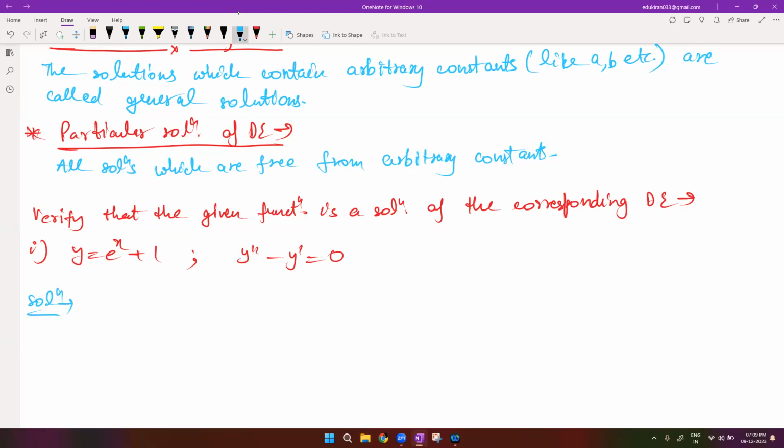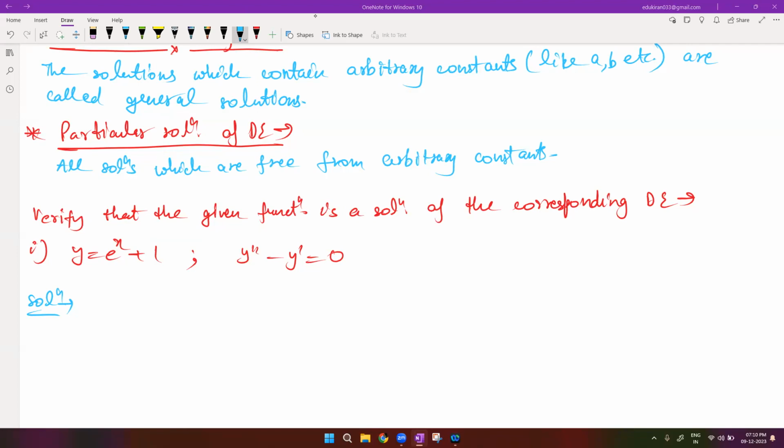You will first observe your differential equation and see which derivatives we need to calculate. In this case, y dash and y double dash are given, so we have to find dy by dx and d2y by dx square from this function. We will see up to which order we need to differentiate the given function. In this case, we will differentiate the function up to second order.